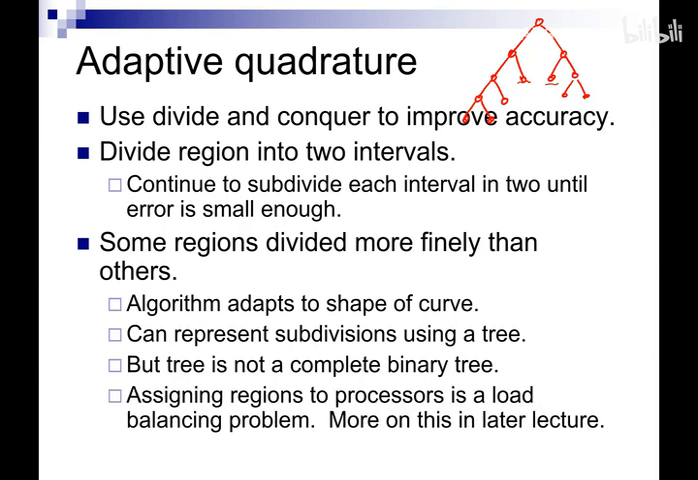And so now because it's not a complete binary tree, it becomes a bit more challenging to allocate processors to this tree. Later on we're going to talk about the scheduling problem and the processor allocation problem, in another lecture.